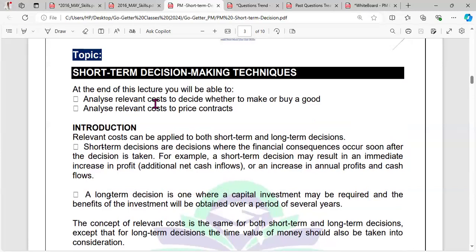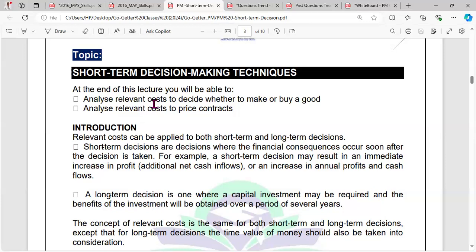Now, remember we learned relevant costs. Relevant costs can be applied to both short-term decisions and long-term decisions. Now, short-term decisions are decisions where the financial consequences of what you've made will occur sooner. For example, a decision you take could be in the short run if you see immediate profits. So something that gives you immediate profit, a decision you take that gives you that is a short-term decision.